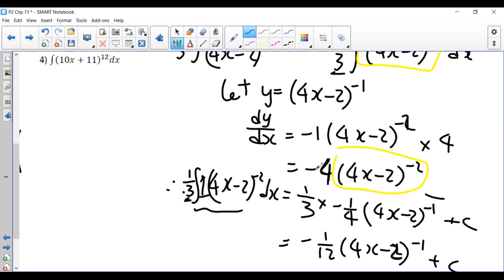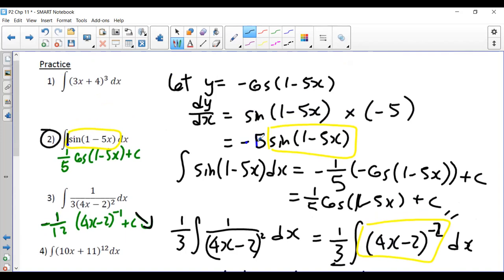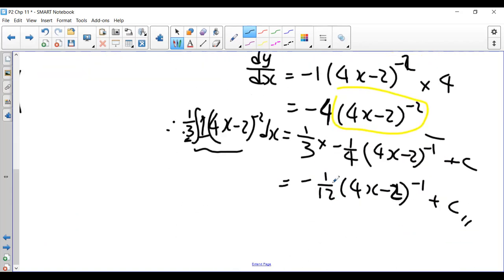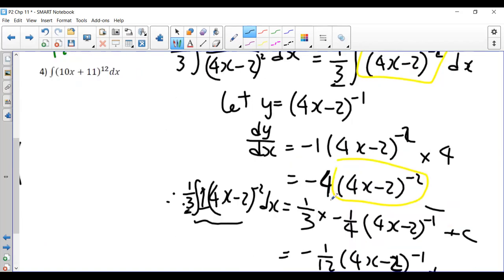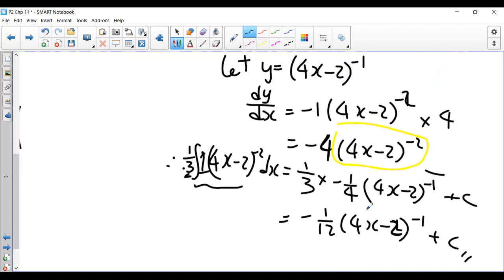The shortcut to remember this coefficient is just do the opposite of this. If there's a 5, do 1/5. If it's a minus 5, do minus 1/5. If it's minus 4, do minus 1/4. If it is minus 3, do minus 1/3. If it is a half, do 2, because the opposite of a half is 2. Okay, so we'll do a lot of practice on this one, and that will be the end of this lesson.